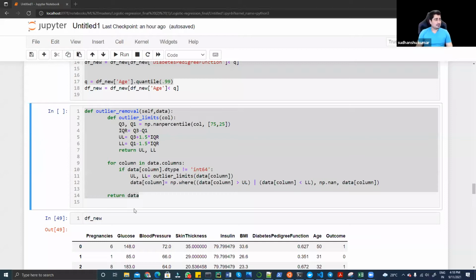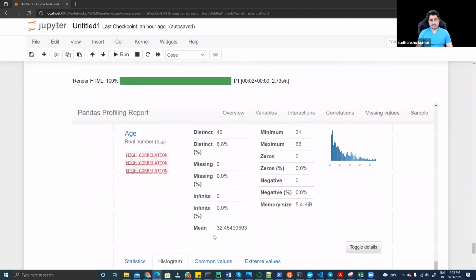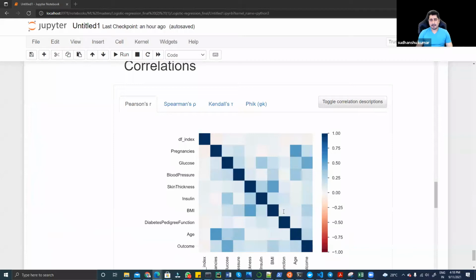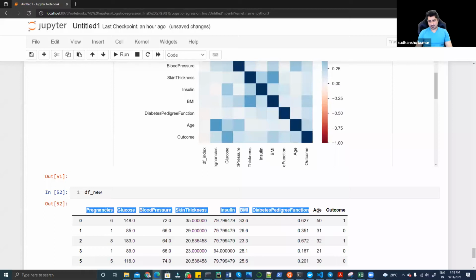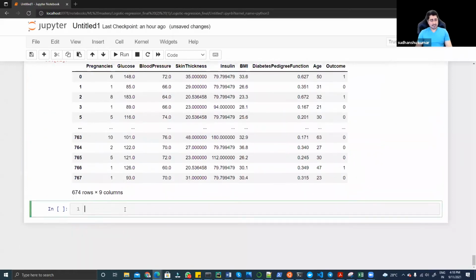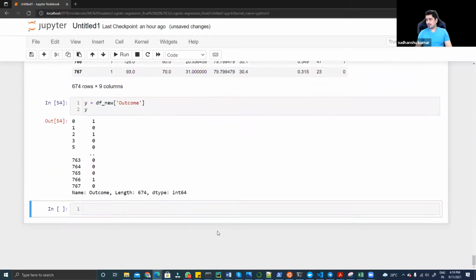Now what we can do is take this data frame, df_new, that we have with these many columns. At this stage, we can try to separate this data into X and Y. How can we separate this data into X and Y? For Y, I think df_new, and we take only the Outcome column. I think this is my Y. Agree? This is my Y.